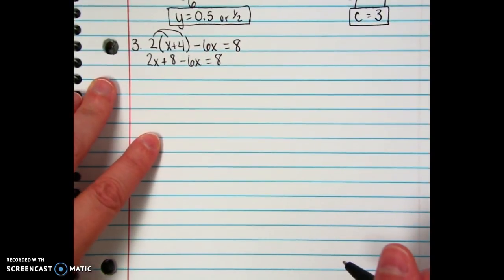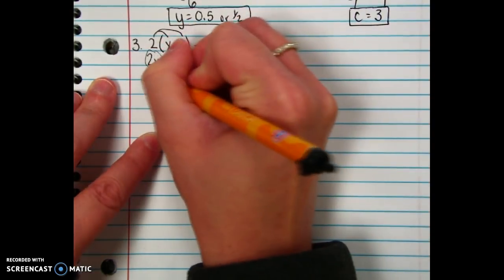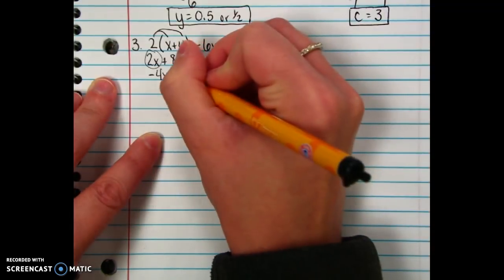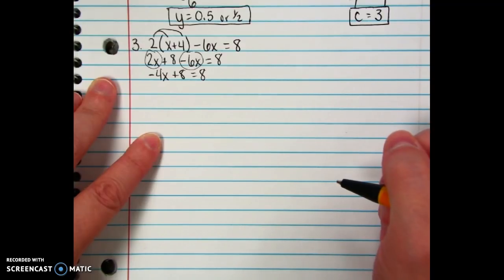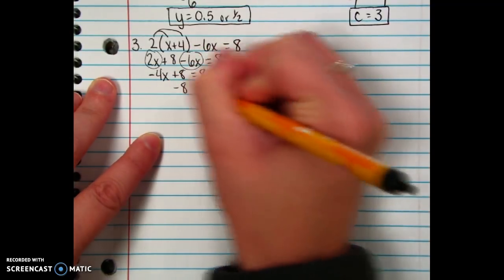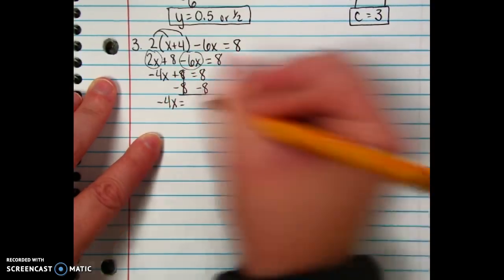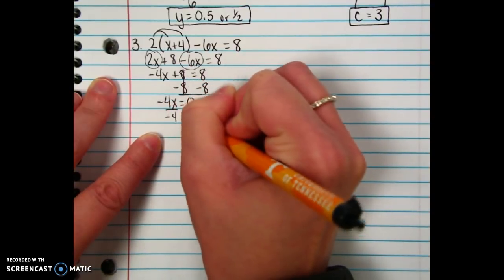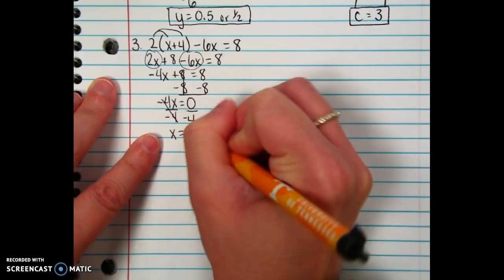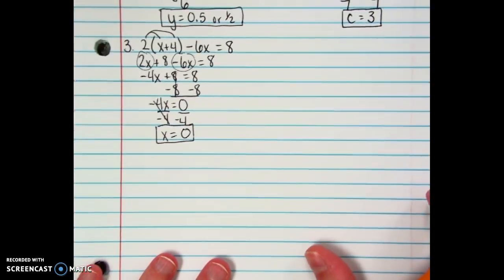Okay, I still have some like terms to combine. So 2x minus 6x makes negative 4x plus 8 equals 8. Okay, I'm going to subtract 8 from both sides. Negative 4x equals 0. Divide by -4, x equals 0. Okay, I have one more example before you do a couple on your own.